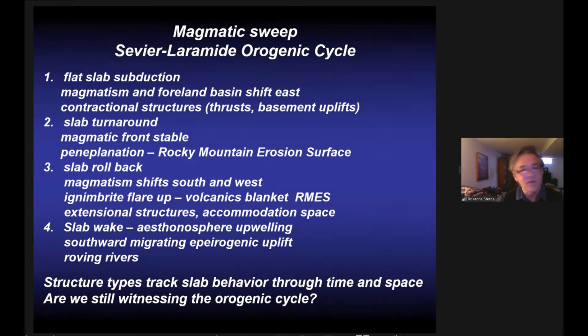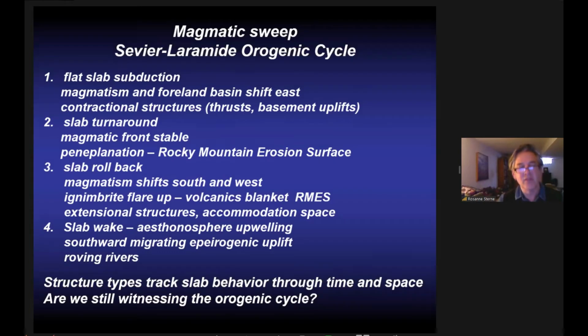Subsequent to that, that slab starts steepening and magmatism shifts south and west. We get the big ignimbrite flare-up. The volcanics blanket this eroded surface, the Rocky Mountain Erosion Surface. We start to see these major extensional structures like the San Luis Basin. And they, of course, as Bob Reynolds has pointed out, open up the big accommodation space during this time. That's where you get real thick accumulation of Cenozoic deposits. It's in these extensional basins.